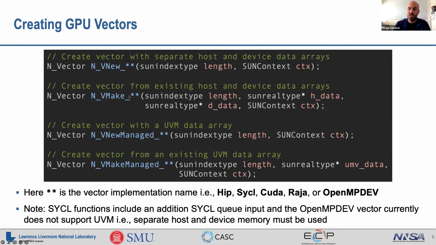If you'd like to use unified virtual memory, then you would use one of these constructors, which generally take a length and a context, and possibly either allocate the data themselves or take a user-supplied pointer. I'll note that in these names, the star can be any of the HIP vector, the SYCL vector, the CUDA vector, the RAJA vector, or the OpenMP dev vector. A slight note on the SYCL case: all of these functions also take a SYCL queue. And currently the OpenMP offloading vector only supports separate host and device memory spaces.